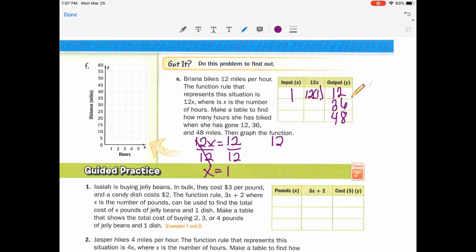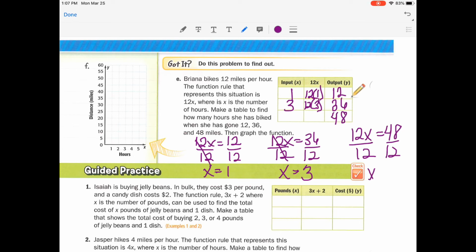Let's do the next one. 12x equals 36. We're going to divide each side by 12. And x is going to equal, that cancels out, 3. So 12 times 3 is 36. Okay. And then our next one is 48. So 12x equals 48. We're going to divide each side by 12. And x equals 4, because 12 times 4 is 48.